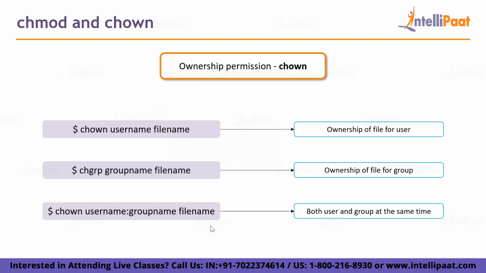And then chown username group name file name. So now both user and group at the same time. So let's say you want to give permissions to a user who's not in a group and also to the entire group. So now you can use this way of doing it: chown username group name file name. So this will give permissions to both the user as well as the group.